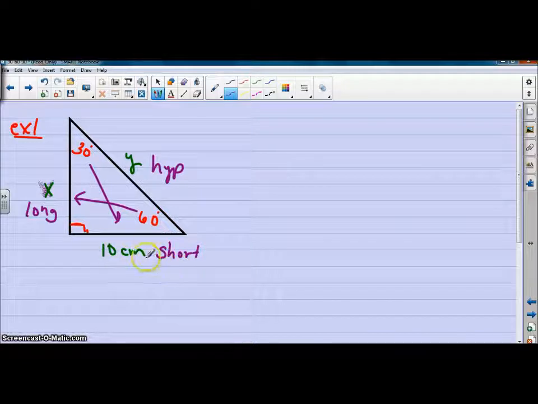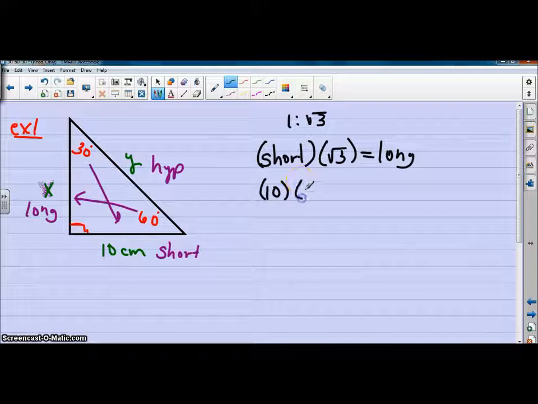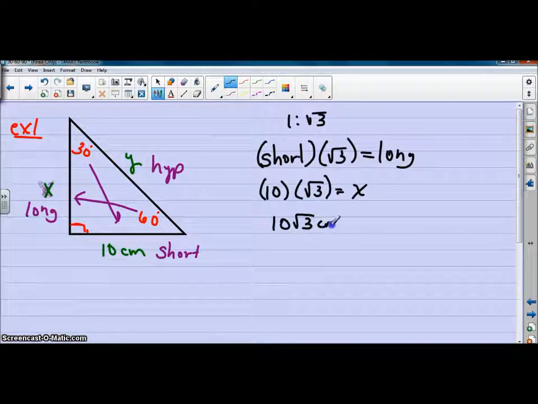I have the short leg. According to the formulas or the ratio, if I take the short and I multiply it by square root of 3, I will have the long leg. That is the ratio 1 to square root of 3. So I'm going to take my 10, which is my short leg, I'm going to multiply it by square root of 3, and I will have x. So basically x is 10 square root of 3 centimeters.